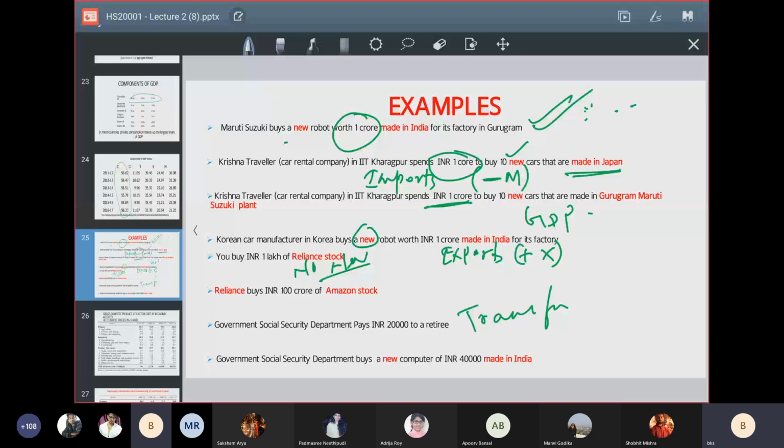And the other example: let's say the government social security department buys a new computer made in India. The 40,000 they spend on the computer, which is newly produced and made in India, therefore constitutes our GDP. So these are a few examples. I have tried to give you diverse examples so you can understand why some things are part of GDP as well as which are not part of our GDP.